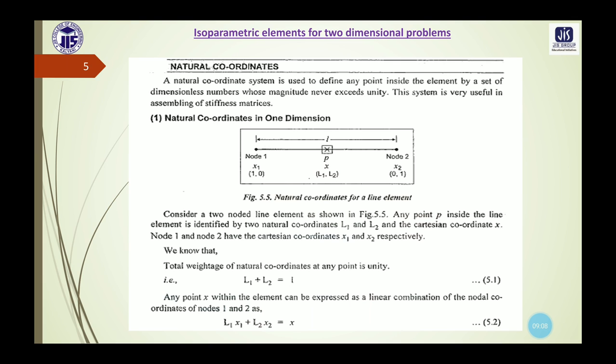From our earlier concept, we know that the total weightage of natural coordinate at any point is unity. So L1 plus L2 equals 1. Now any point x within the element can be expressed as a linear combination of the nodal coordinates of nodes 1 and 2, and the mathematical representation is L1 x1 plus L2 x2 equals x. This is our equation number 5.2.